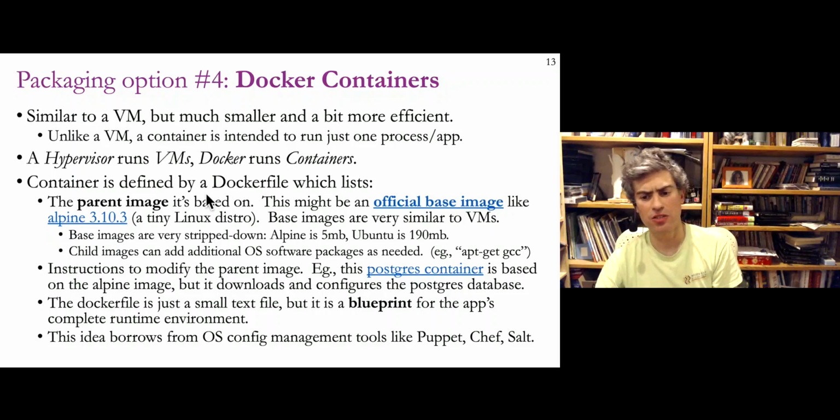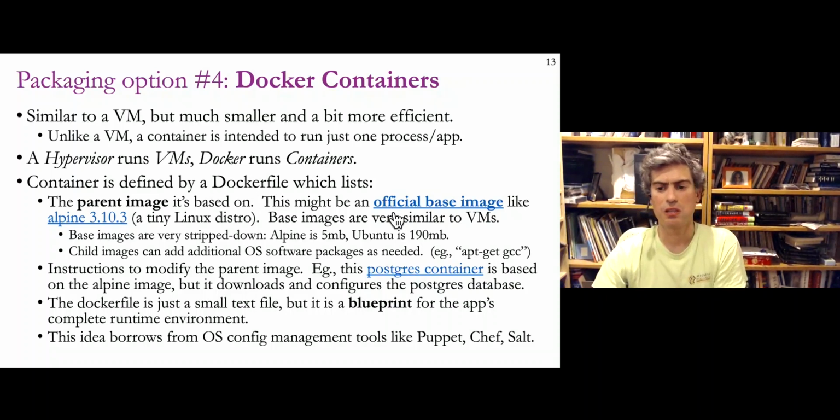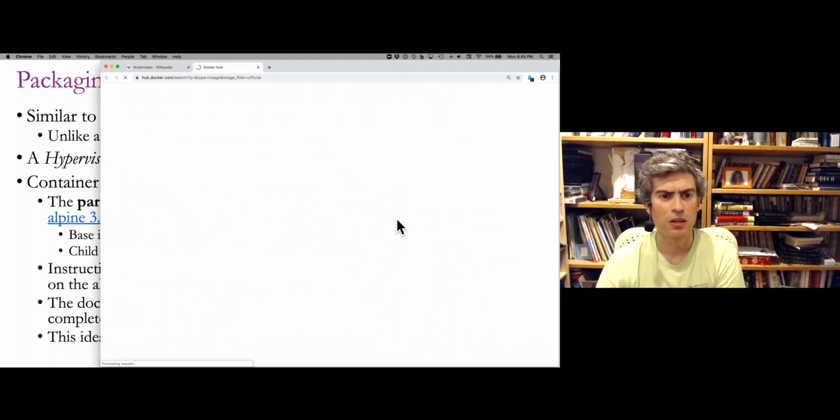You can think of containers in two different ways. One is similar to a virtual machine image, like a disk image that runs the container. Another is a Dockerfile, which is a sort of blueprint for building that image in the first place. The clever thing about Docker and containers is that you start off with some official base image, and there are a few of them. I'm going to open up something real quick.